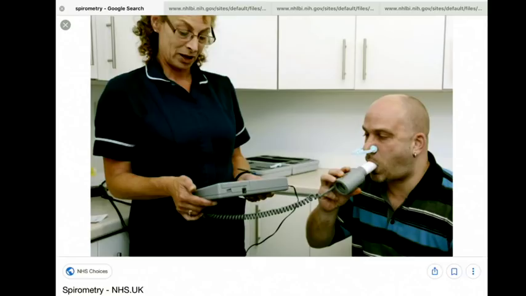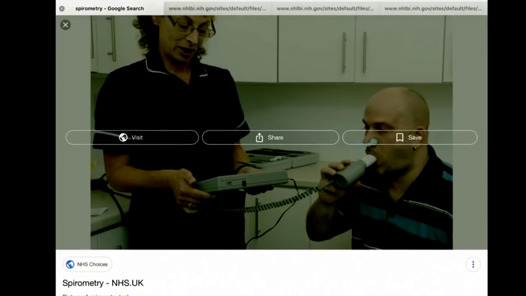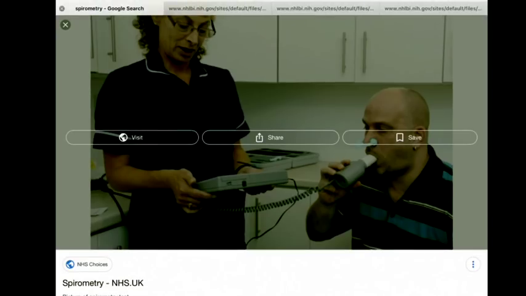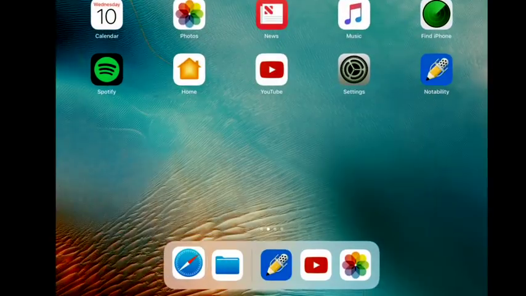The patient will have their nose plugged, as you see here. They'll take a deep breath in. They'll wrap their lips around this device. They'll breathe out as hard and fast as they can. And then while their mouth is still wrapped around the device, they'll breathe back in. They'll repeat this a few times, and we will be given a chart.